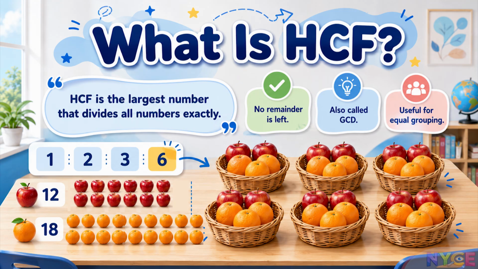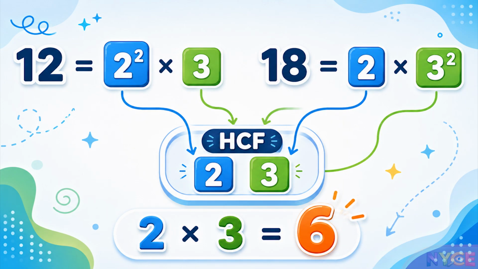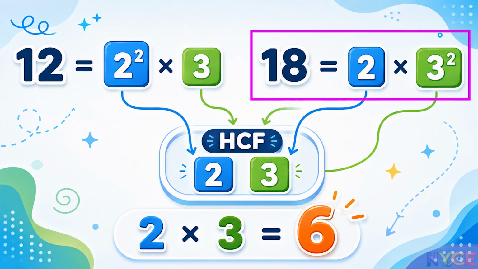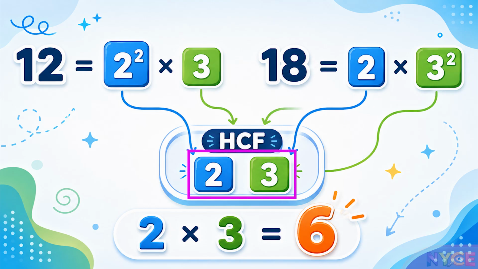Suppose we want the HCF of 12 and 18. First, write both numbers using prime factors. 12 equals 2 times 2 times 3, so 12 equals 2 squared times 3. 18 equals 2 times 3 times 3, so 18 equals 2 times 3 squared. Now look only for prime factors common to both numbers. Both have 2, both have 3.